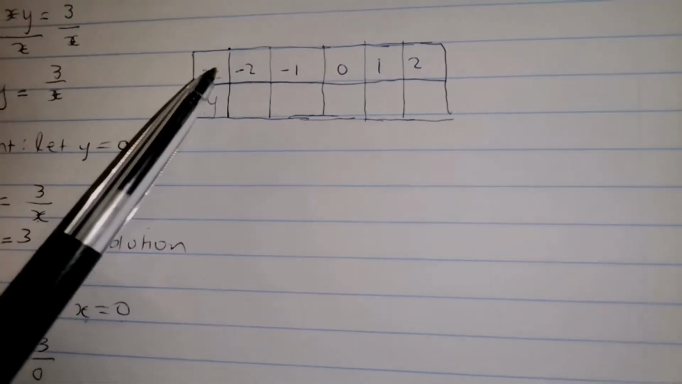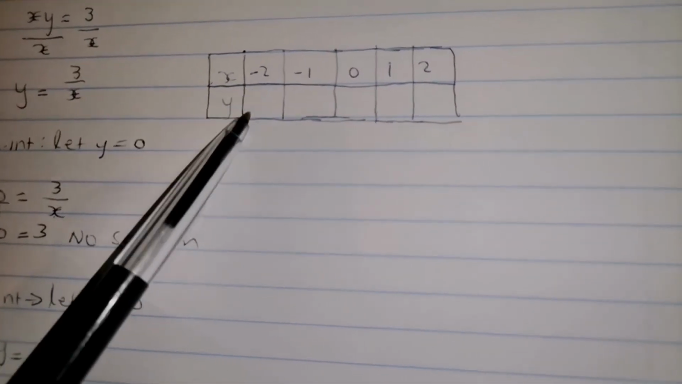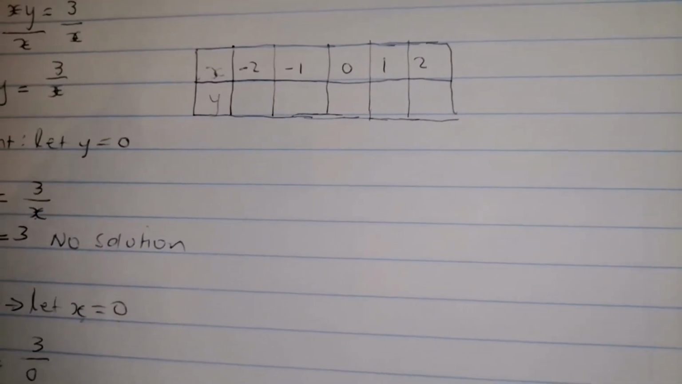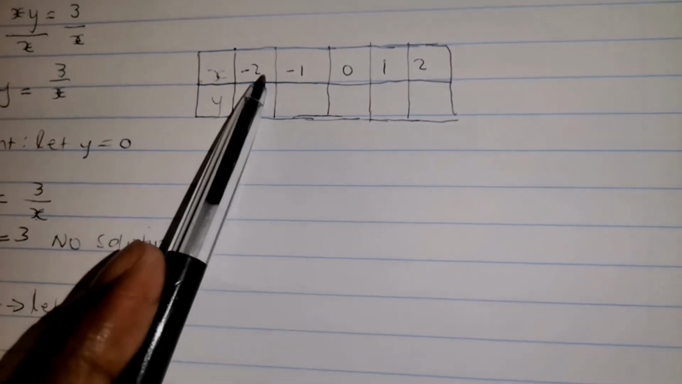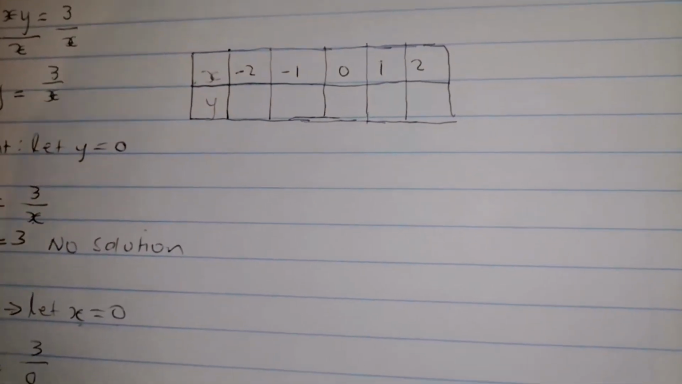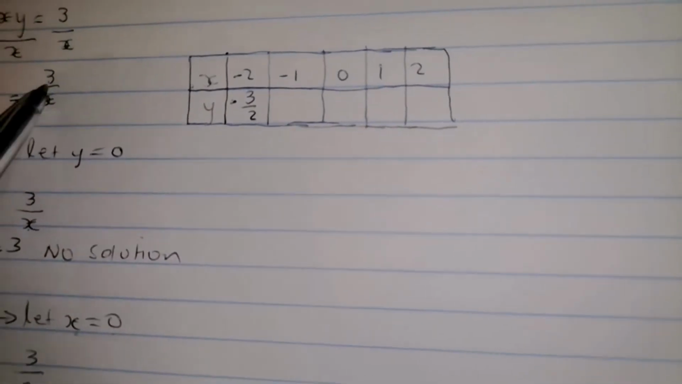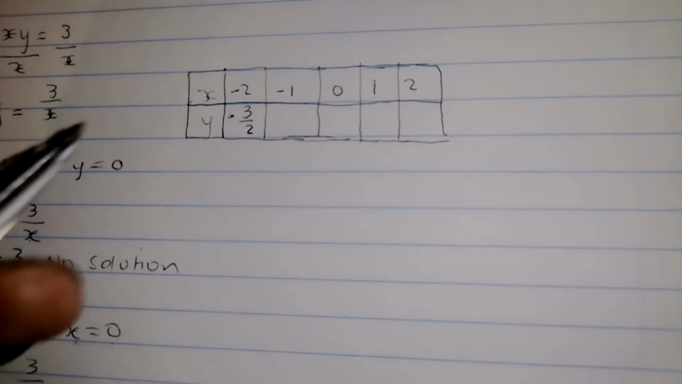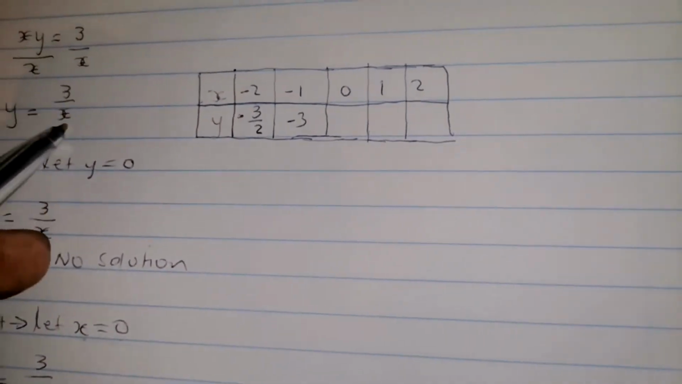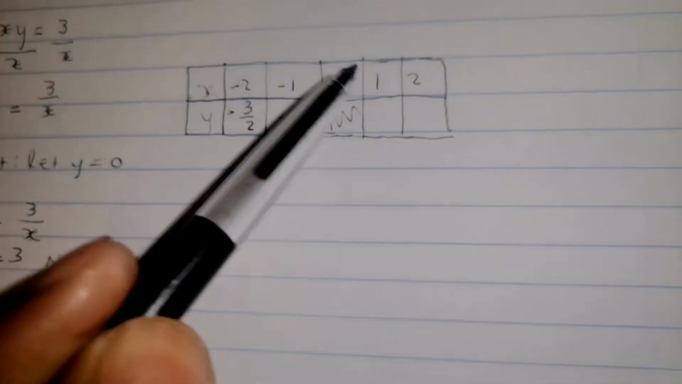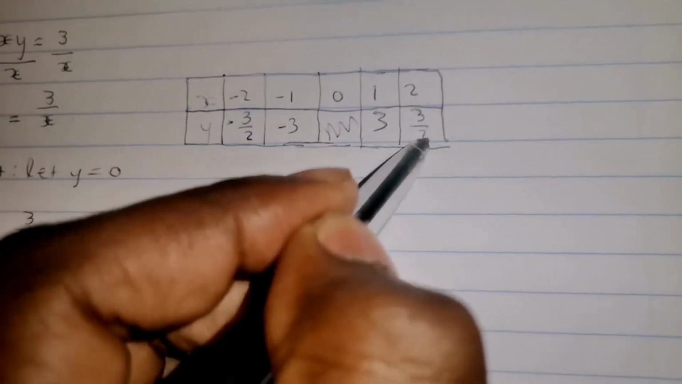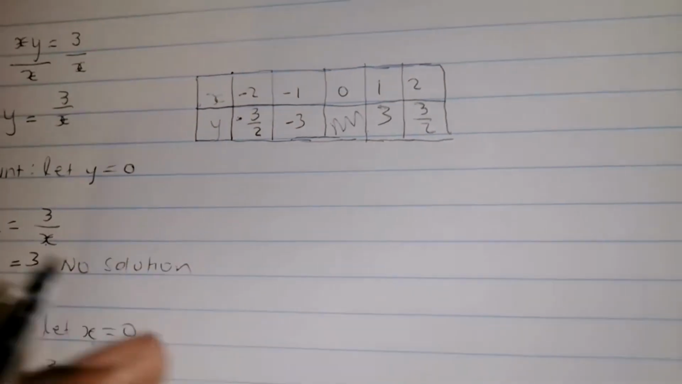Then you substitute. Where you see x, you put in -2, you find y on your equation. So 3 divided by -2 is -3/2. 3 divided by -1 is -3. 3 divided by 0 is undefined. 3 divided by 1 is 3. 3 divided by 2 is 3/2. You are done. You draw the graph with these coordinates.